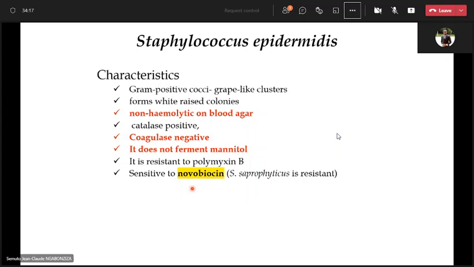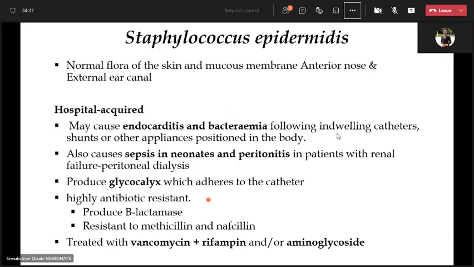This differentiates it from another common staph, saprophyticus, which is resistant. So novobiocin allows differentiation of this epidermidis from saprophyticus, which is resistant. It is part of normal flora: skin, mucous membrane, in the nose, even in the ear. In most cases, it's hospital acquired when it causes disease, and may cause endocarditis and bacteremia following catheter and other appliance placement in the body. So appliances or devices in the body can easily be colonized by this Staphylococcus epidermidis and cause disease from there.